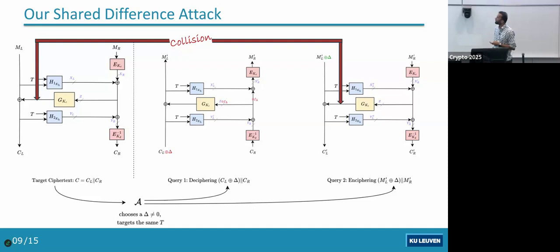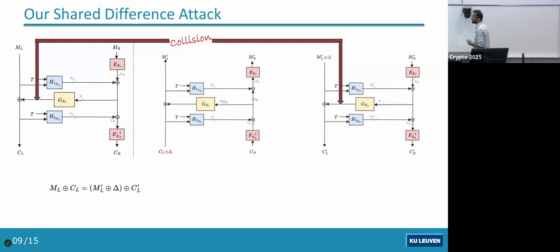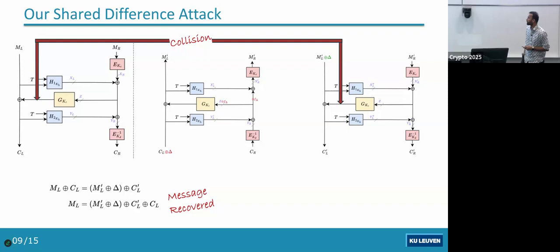And now you have ML plus CL equal to ML prime plus delta plus CL prime. If you take CL this side, you have plaintext. You have just recovered almost the entire plaintext, because ML prime, CL prime, delta, and CL are known to the adversary.